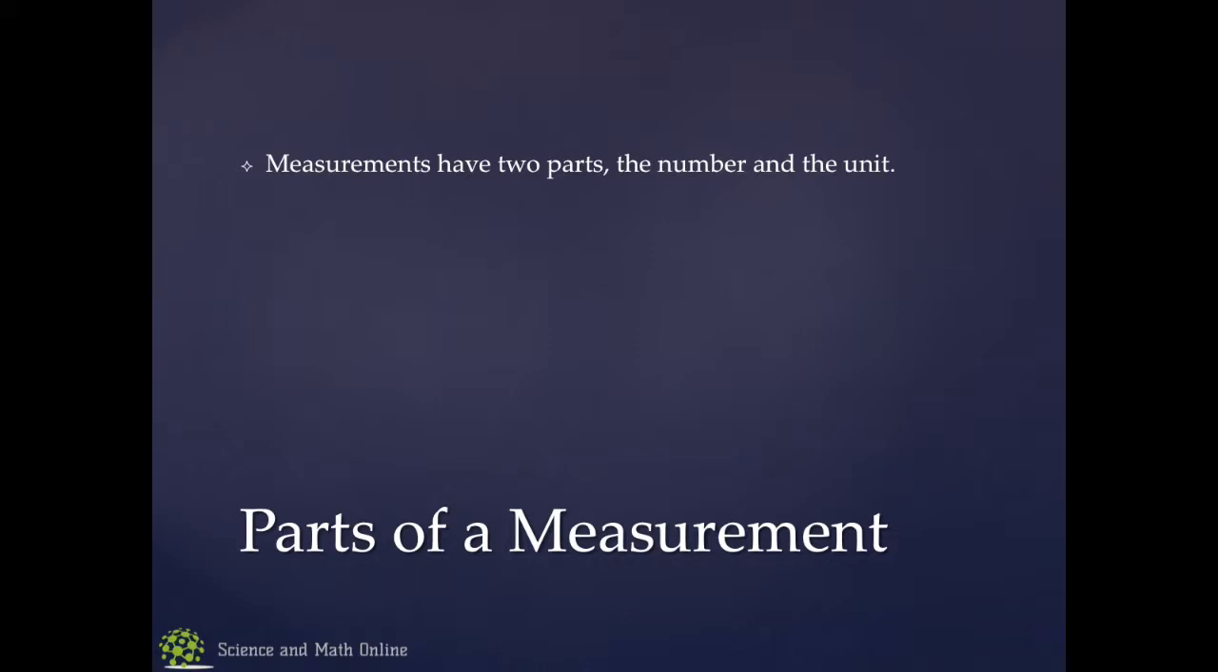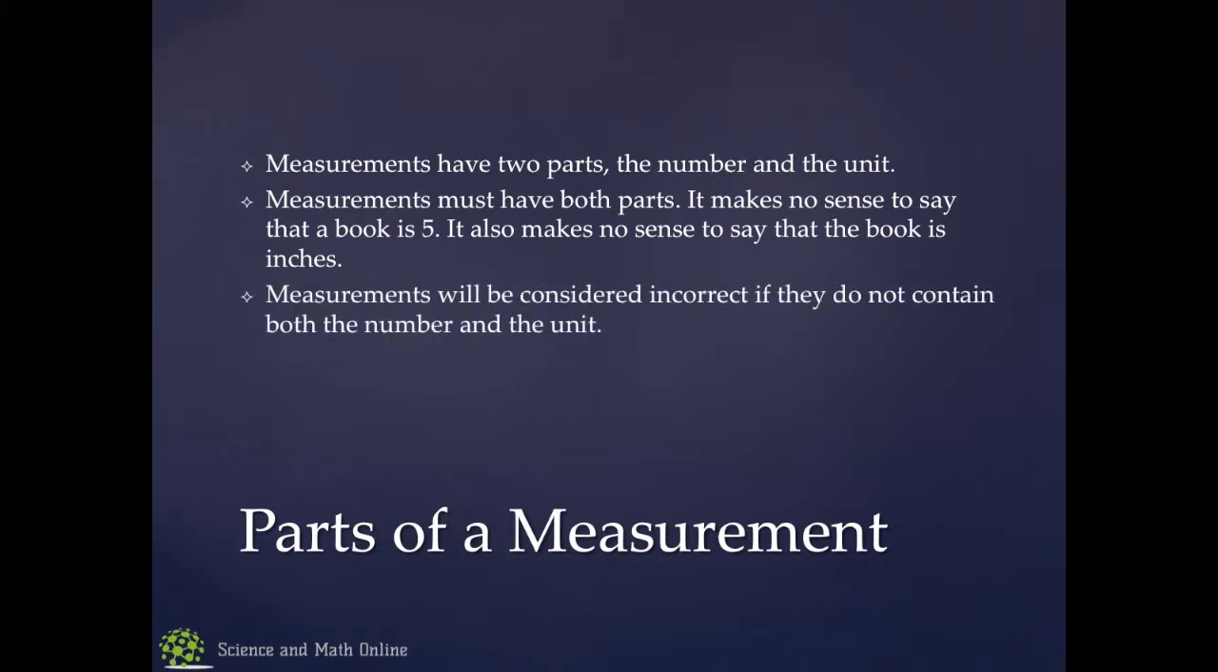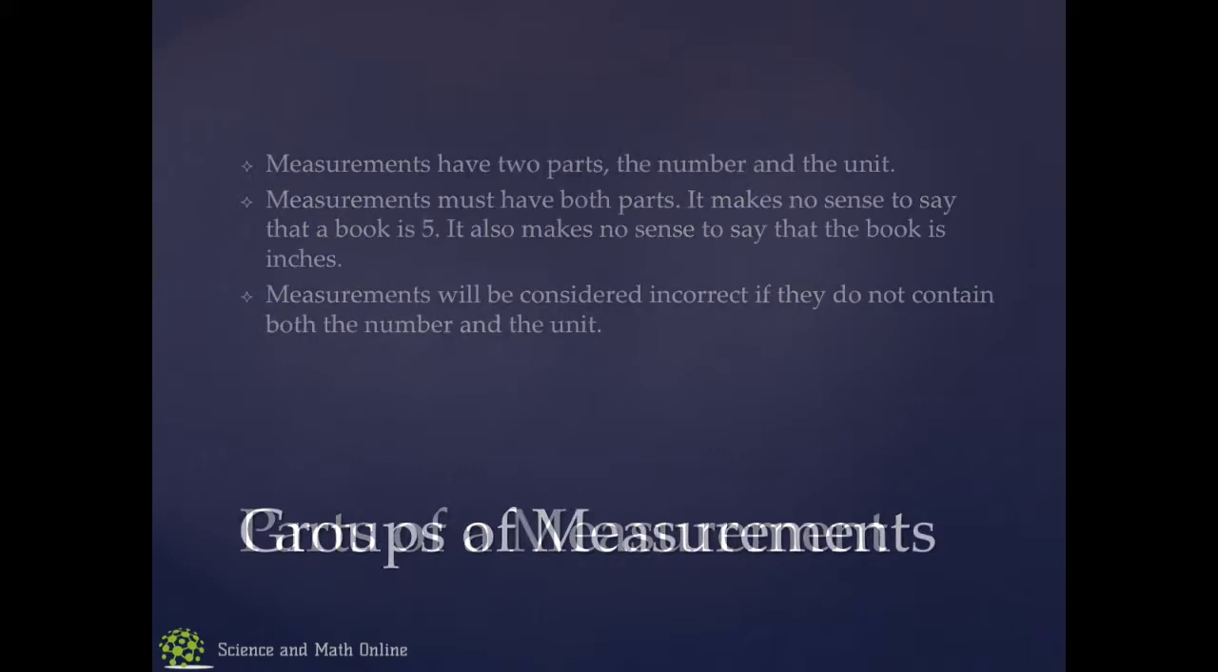If I say that my son is 5 years old, 5 feet tall, 5 pounds, 5 kilograms, like what do I mean by 5? 5 needs a unit. You need something there to tell me what the number means. And so if you give an answer that doesn't have a unit on the end of it, it's wrong. It's always essential. Okay, so they must have both. Like I said, it makes no sense to say that a book is 5, and if you don't have the unit, it is wrong.